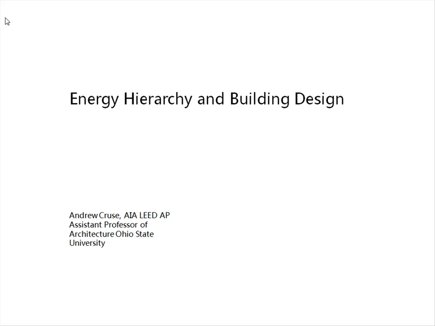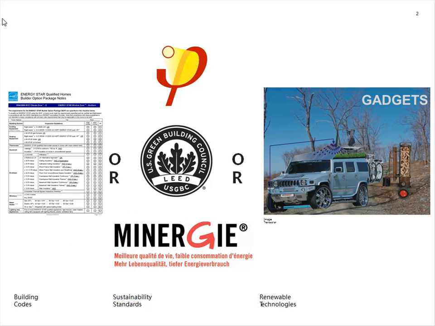Today I want to talk about energy hierarchy and building design. I think we're all here because we're interested in environmentally friendly design, passive design, energy efficiency measures, but it's often hard to know how you implement things, how you make decisions, what's important. There are a number of things out there that you can use as guidelines. They could be building codes. They could be some of the systems that Victoria has just talked about, whether it's LEED, Passive House, Min Energy.